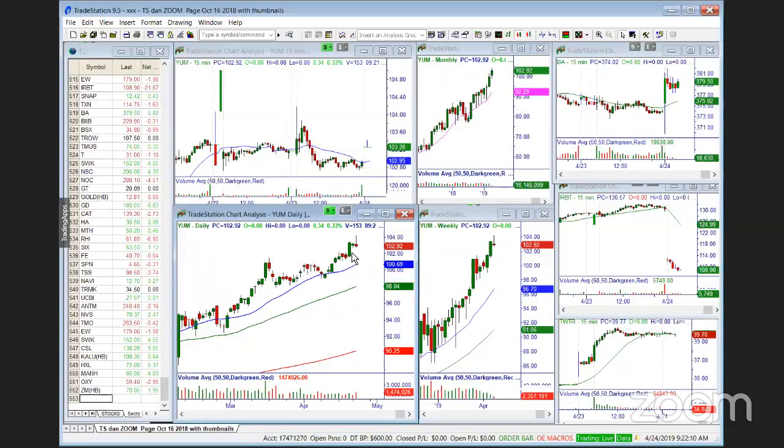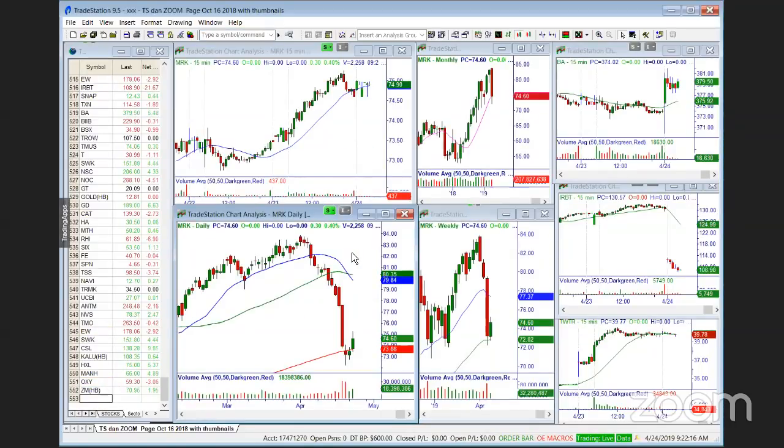YUM, we're long it. I don't like the topping tail, but I tightened the stop. Merck, we sold a third into strength yesterday, under 75 bucks. And now with it gapping up to a 30-minute high, I will move the stop tighter to today's low.